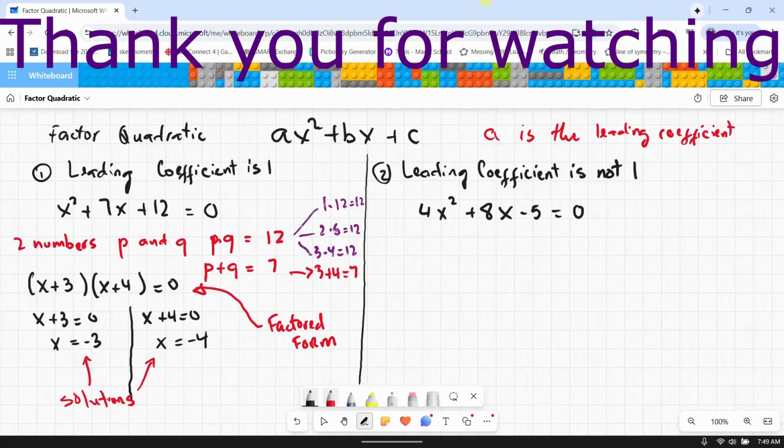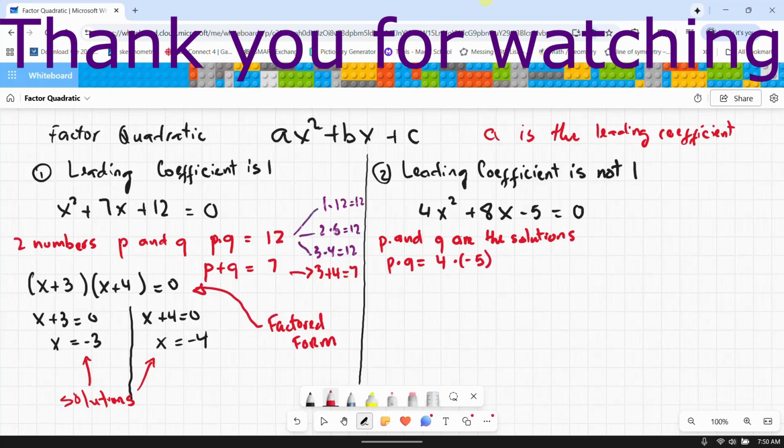So first step, again, we're going to call P and Q the two numbers that we want, that are the solutions. So we are looking for P and Q. So we want P times Q to be equal to 4 times a negative 5.